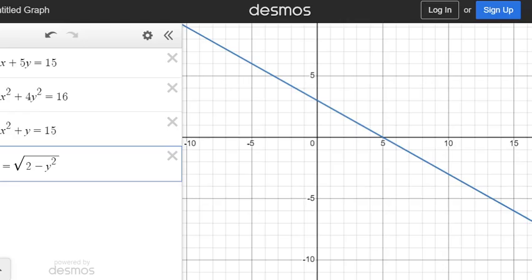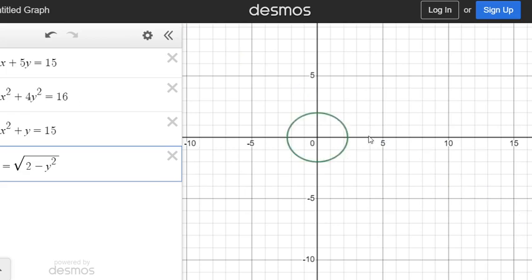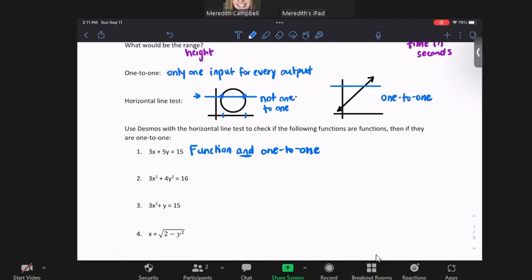And if we look at the next one, this is an ellipse. And kind of like the circle that I drew, it doesn't pass the vertical line test and it doesn't pass the horizontal line test either because it would cross more than once vertically and horizontally. So this one's not a function, nor is it 1-to-1.